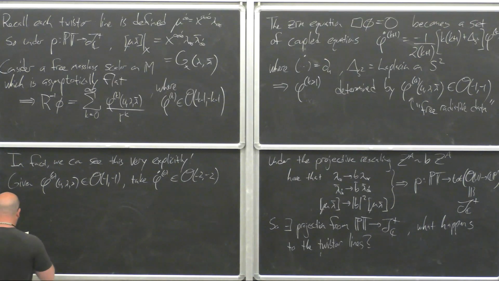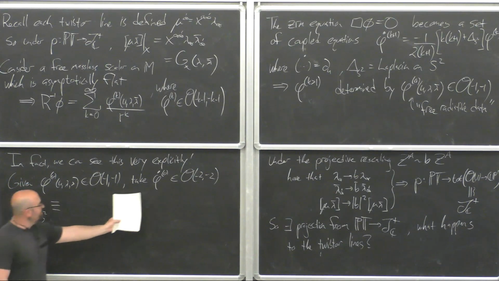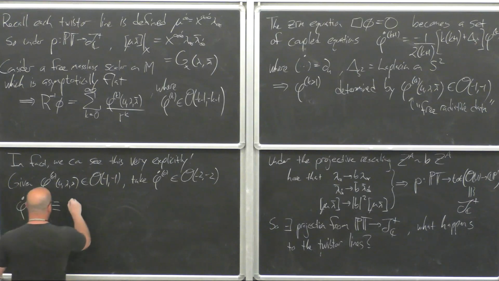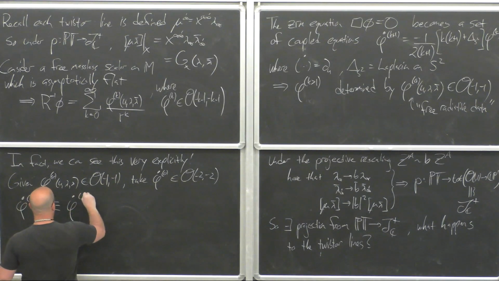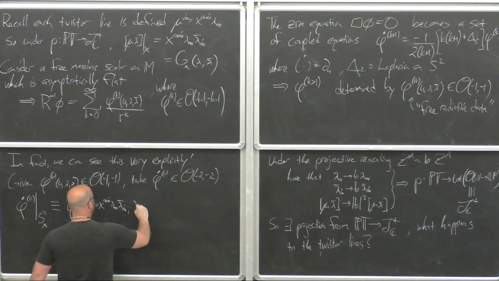And then we can form phi dot 0 restricted to S squared of x. What I mean by this is take this object, one u derivative of the free radiative data, and restrict it to the cut of scri corresponding to the point x in Minkowski space. So this just means we restrict it to u equals x alpha alpha dot lambda alpha lambda bar alpha dot.